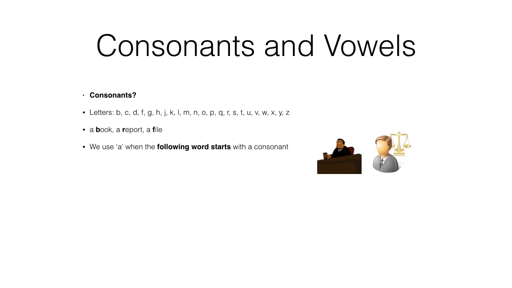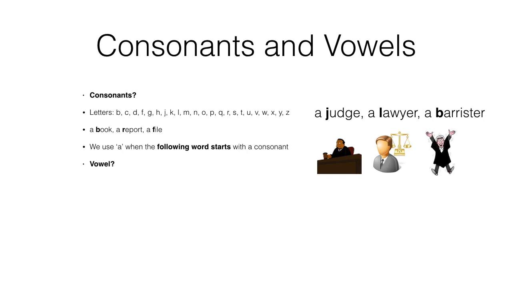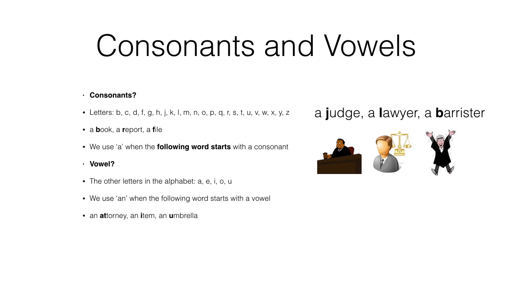Now you try. A judge, a lawyer, a barrister. Vowels. Vowels are the other letters in the alphabet, A, E, I, O and U. We use an when the following word starts with a vowel. An attorney, an item, an umbrella. An ink pen, an appointment.